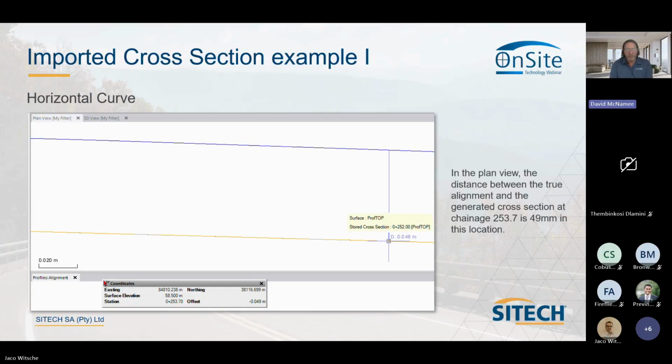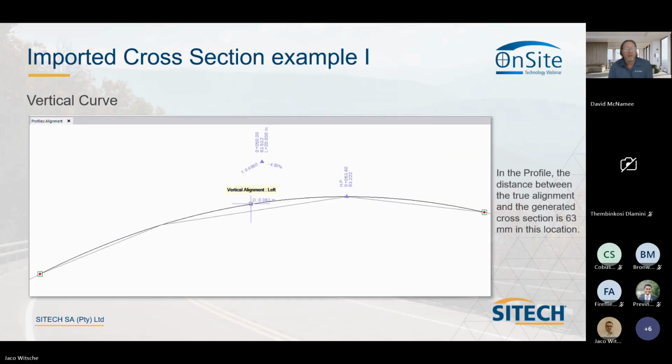Next slide, please. We again go to the vertical curve. Same idea: we check the geometry alignment, which is the nice smooth curve, against the imported cross-section data, which is the chorded arc. Again, there's a 63 millimeter difference between the true geometry and our imported data. So there are errors that you need to investigate.